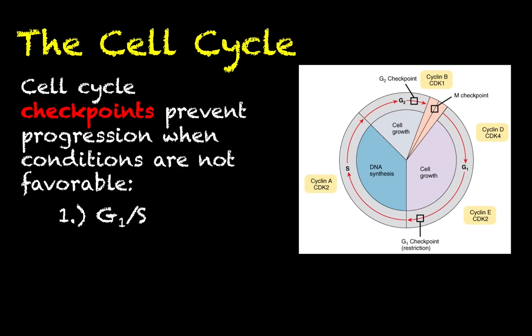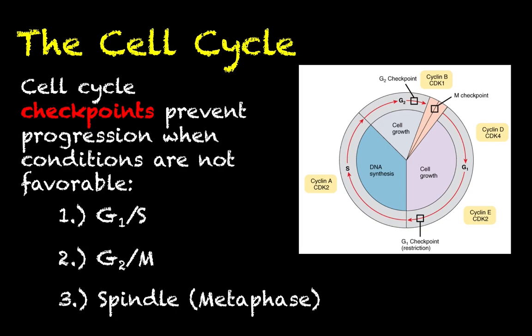This includes a checkpoint at the G1 to S transition. In this case, the cell is going to check the status of the DNA to make sure that the DNA is not damaged or anything like that before we go through the process of trying to replicate it. There's a checkpoint at the G2 to M transition to make sure that everything is all good to go before we divvy up the materials and divide them into two different cells.